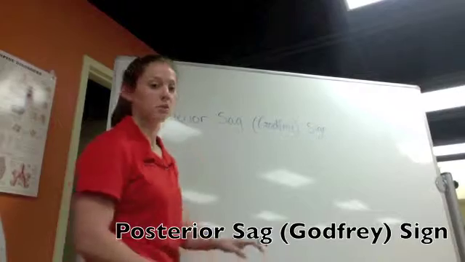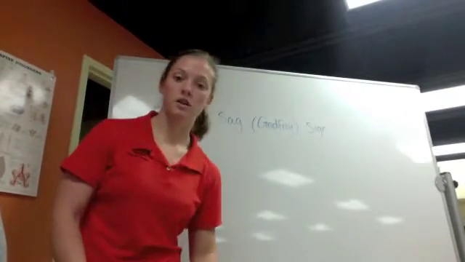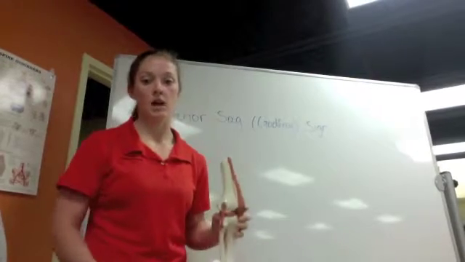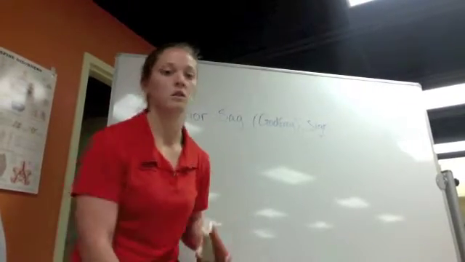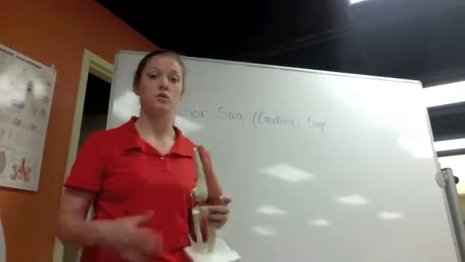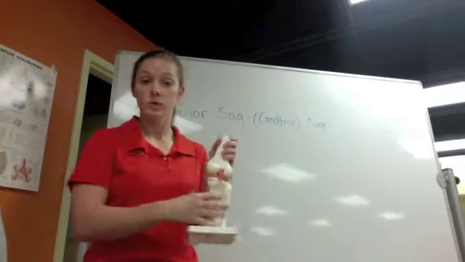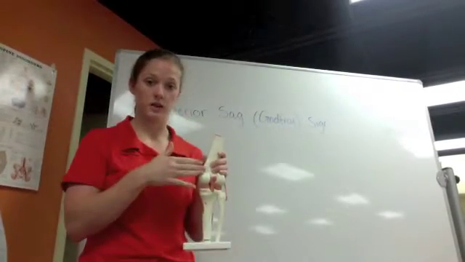Today I'm going to be demonstrating the posterior sag, also known as the Godfrey sign. Before we get started on the actual test, I'm going to give a little bit of anatomy of the posterior cruciate ligament in the knee. As we know, the knee is very susceptible to injury due to its location between the hip and the ankle. The PCL is located on the posterior aspect of the knee.